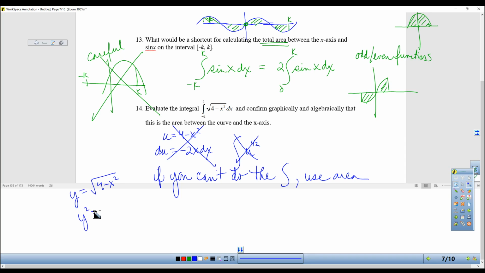Square both sides. Add x squared to both sides. See it yet? It's a circle. It's only the top half of the circle, because if we were to go backwards, if we started with a circle and then put the 4 on the x squared on the other side, and then took the square root, we would normally have plus or minus. They've only given us the plus, so it's just the top half of the circle with a radius of 2.